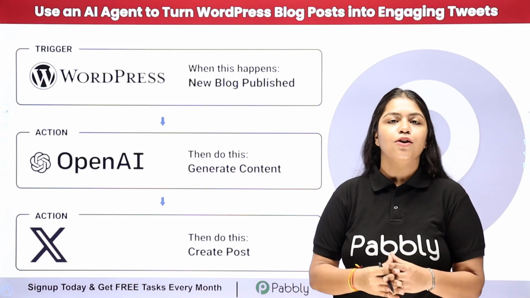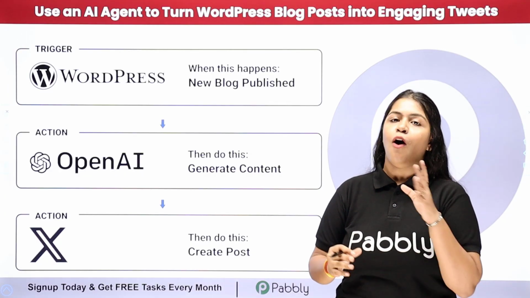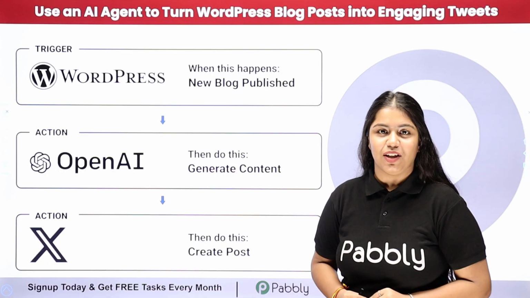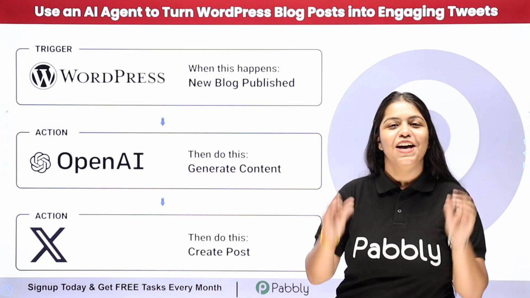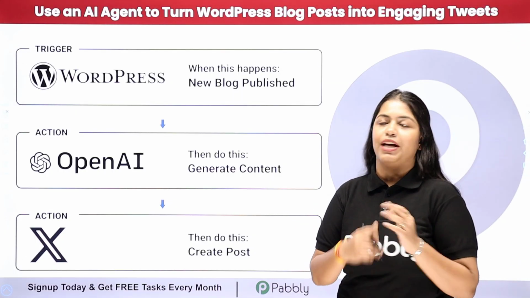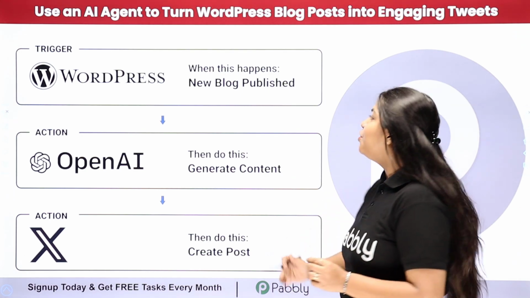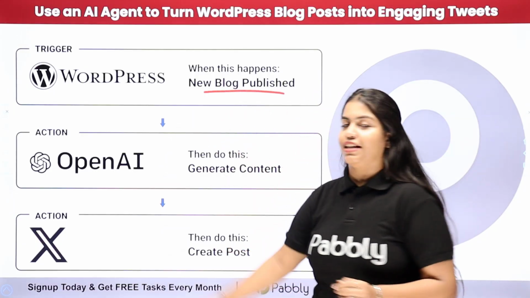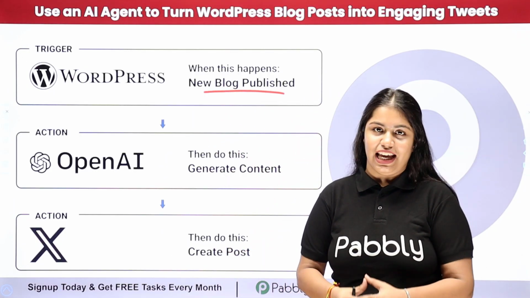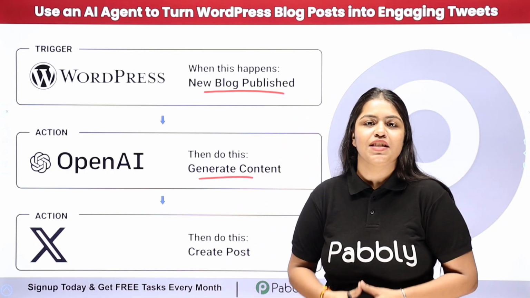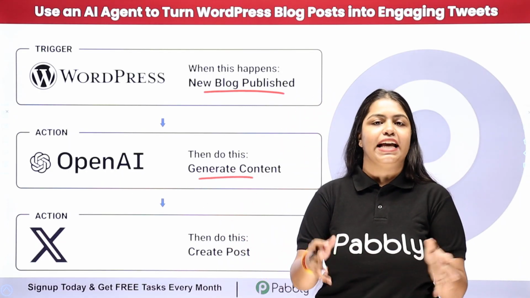Like you, I also used to manually turn all my WordPress blogs into engaging tweets, but this is such a time consuming and tedious task. So to solve this problem, I've created this amazing automation where, as soon as a new blog is published on my WordPress account, my AI agent automatically generates engaging tweets, and we then post that tweet on our Twitter account, which is the X account.